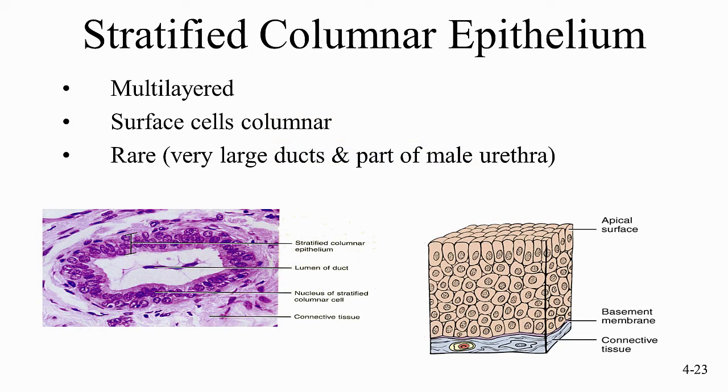Here's an example of stratified columnar epithelium. It's multi-layered. The surface cells are columnar. And again, it's also fairly rare in the body. It's found in very large ducts and also parts of the male urethra.